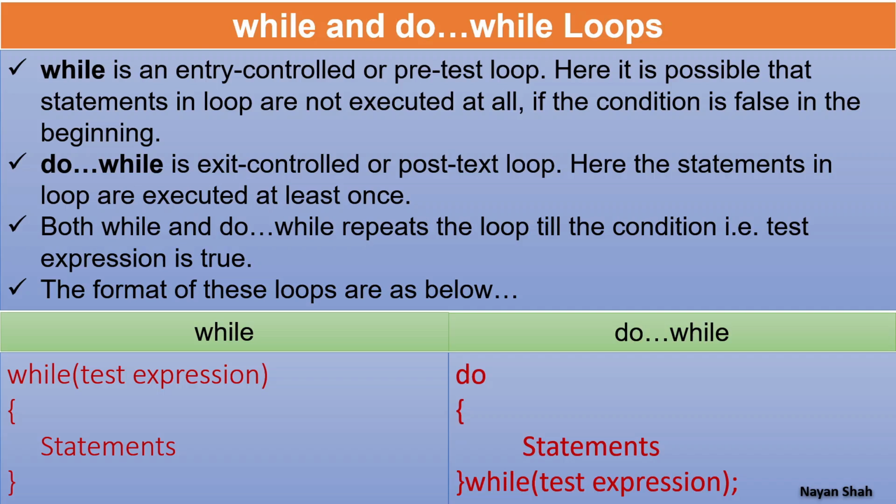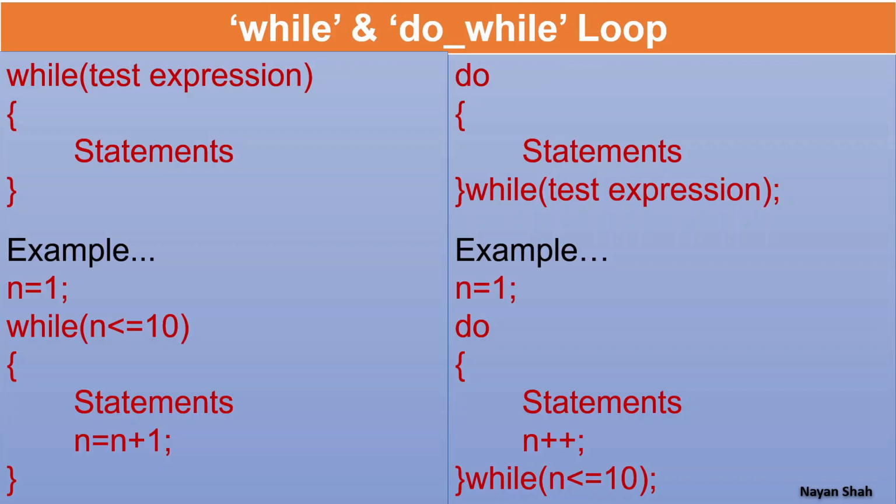Do while is exit control or post-test. It is not text, the typing mistake is there. It is an exit control or post-test loop. Here the statements in the loop are executed at least once, even if the condition is wrong, because while entering the loop nothing is being checked, as you can see in the syntax. Both while and do while repeat the loop till the condition, that is the test expression, is true, and this is the format. Let us see one example.